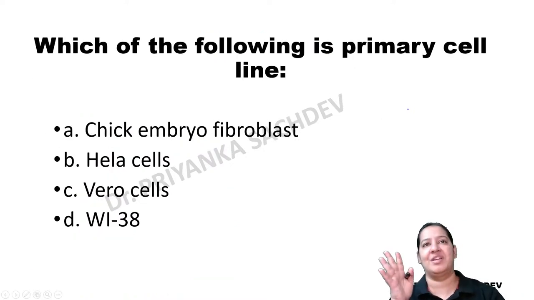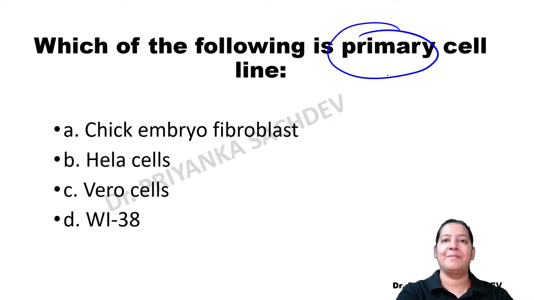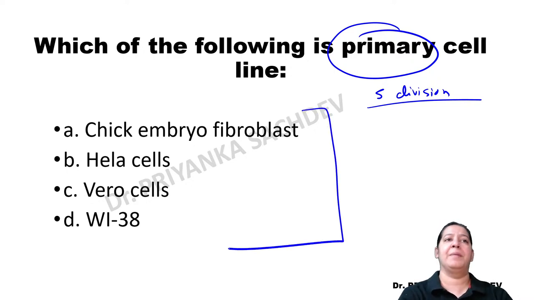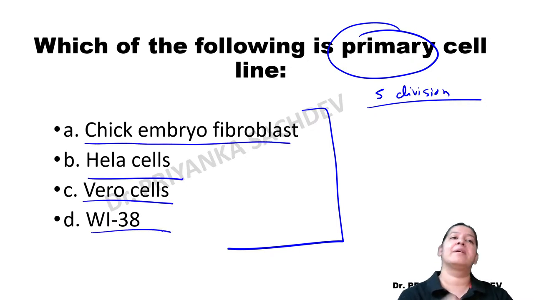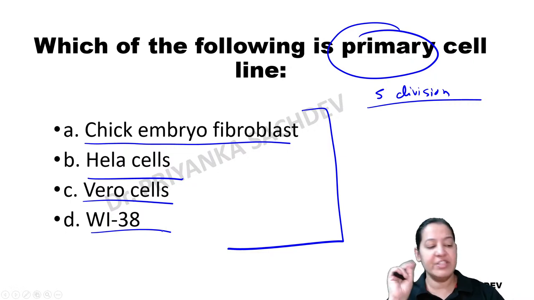Okay, the next question. Which of the following is a primary cell line that grows only for 5 cell divisions and the cell will die? After 5 cell divisions, the cell will die. Which of the following is an example? I have told you to learn the examples. Is it chick embryo fibroblast? Is it HeLa cell? Is it Vero cell? Is it WI38? Which of the following is an example of primary cell line?